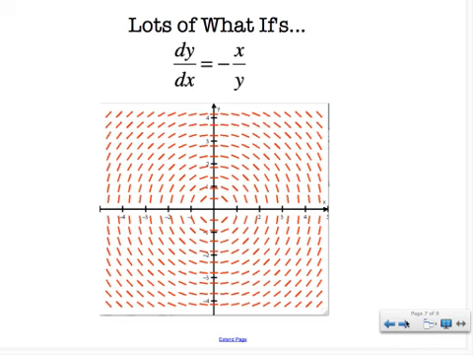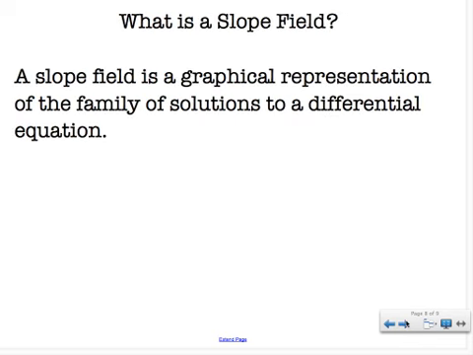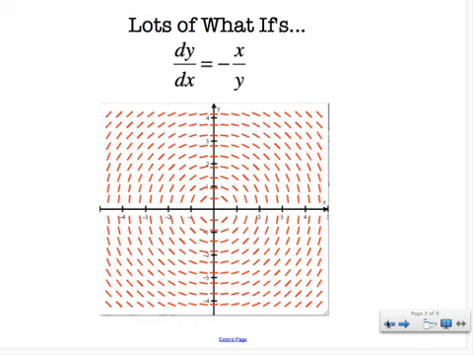This picture is called the slope field. So just so you have a definition, a slope field is a graphical representation of the family of solutions to a differential equation. So this represents a family of solutions to the differential equation dy/dx equals negative x over y. You are seeing portions of the curves because we've been graphing just line segments to represent pieces of the curve.